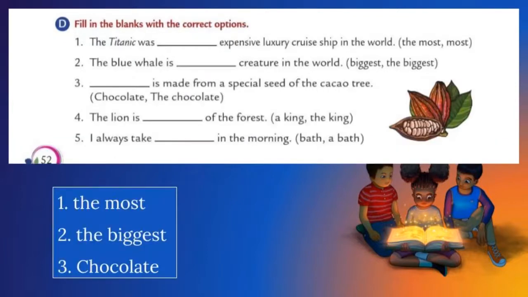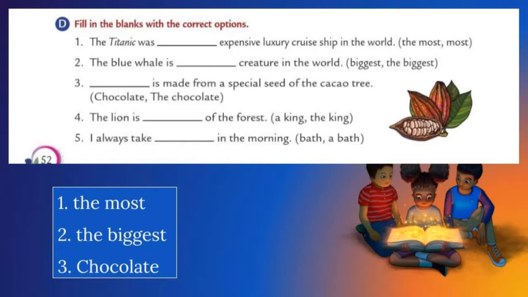Okay students, let's move to the next exercise, that is fill in the blanks with the correct options. The first one, the Titanic was dash expensive luxury cruise ship in the world. Options are the most. Which one is correct? Already in previous videos I said that when we compare more than two things, it is the superlative degree. We should use the. So that's why the answer is the most. In the first sentence, Titanic is compared with all other ships in the world. So what is the answer? The Titanic was the most expensive luxury cruise ship in the world.